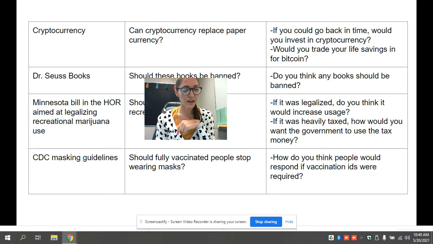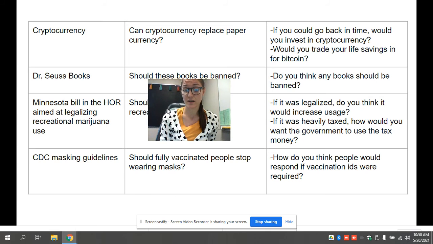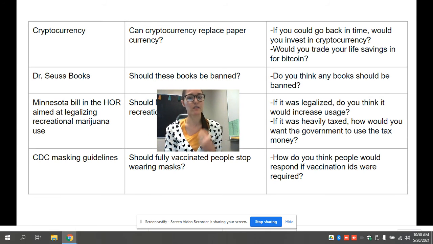All right, last one, CDC masking guidelines. That was the topic. The essential question being, should fully vaccinated people stop wearing masks? Remember, don't just use that essential question. Go ahead and use one that's related to your topic. I wrote here, how do you think vaccinated people would respond if vaccination IDs were required? Okay, so that is related to this topic without just taking the essential question.